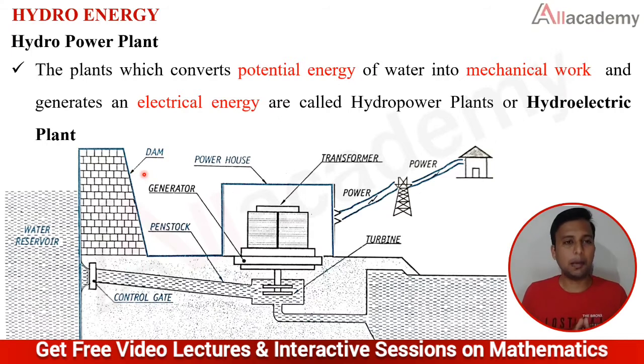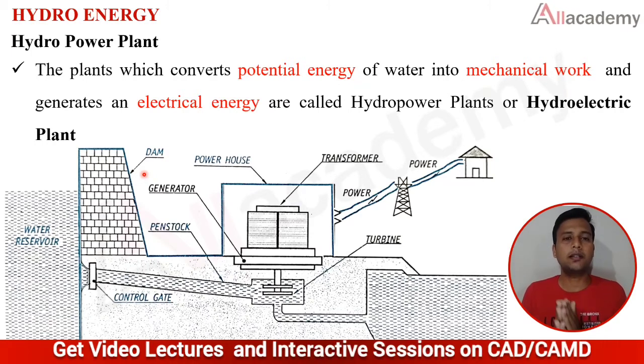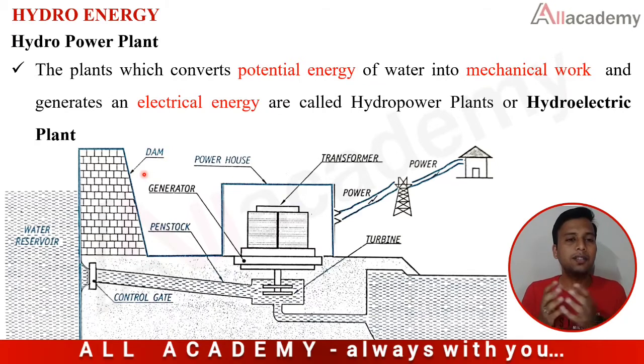And based on these capacities, these hydro power plants are divided into small scale or small quantity of generation, based on their quantity of electricity production.